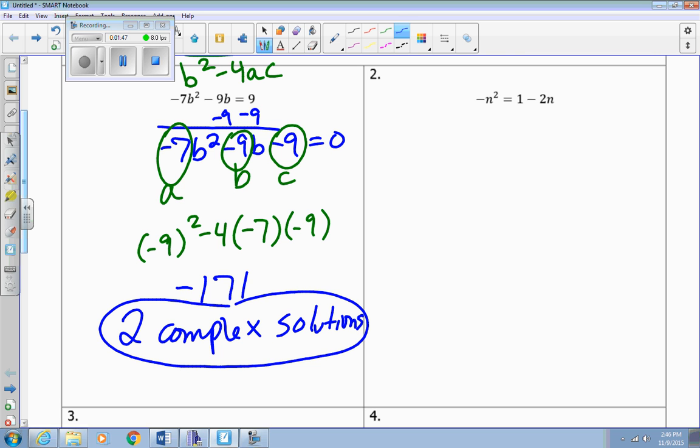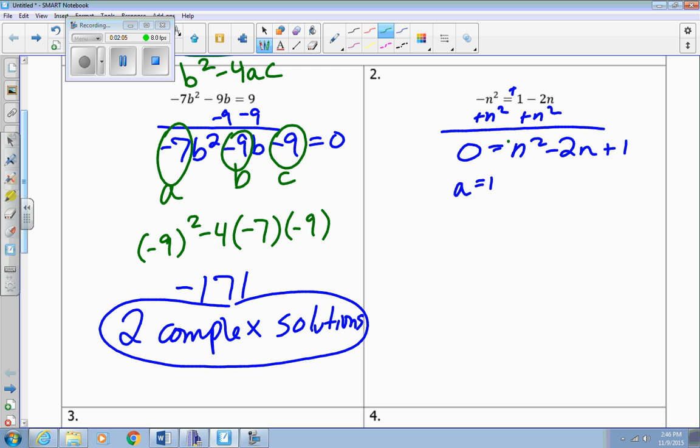Number 2, set it equal to 0. Easiest thing to do would be add n squared. Really does not matter. 0 equals n squared, and I'm going to put it from biggest exponent to smallest. Positive 1, so plus 1. So we have a equals 1. There's a 1 in front of the n squared. B equals negative 2, and c equals 1. So we have b squared minus 4 times a times c.